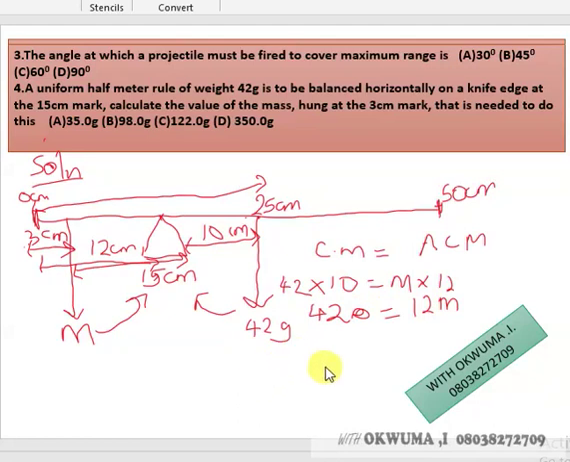I'm going to make m the subject. Divide both sides by 12. That is 420 over 12 will be equals to what? M. So when you divide, my m will be equals to what? 35 gram. And that is option what? Option A.